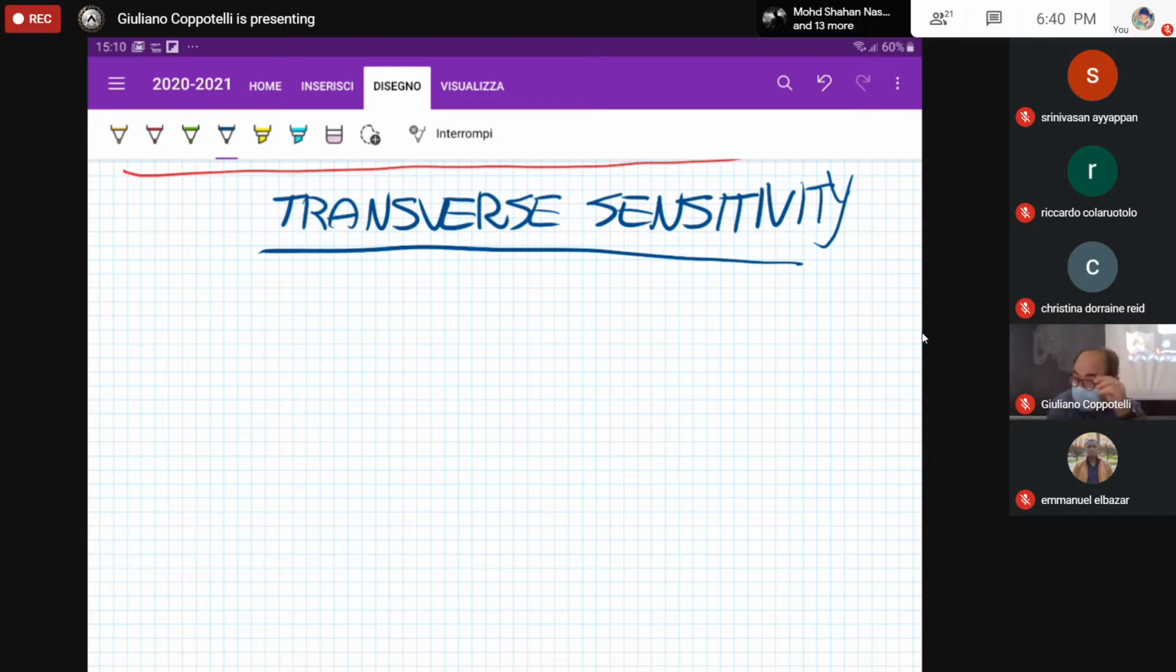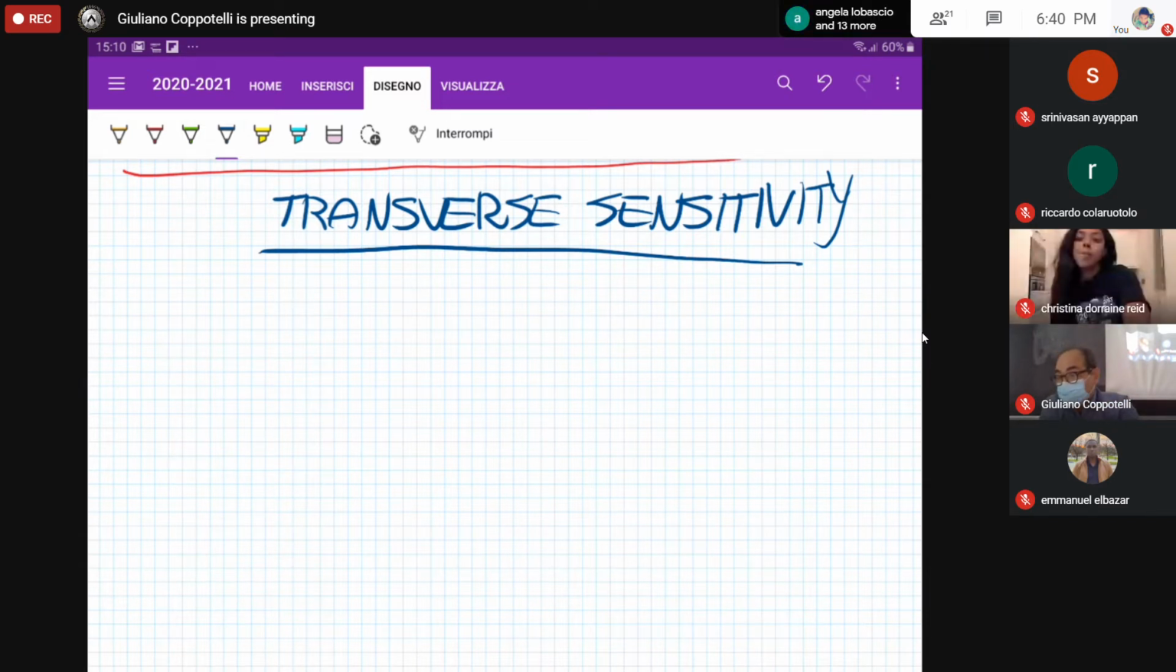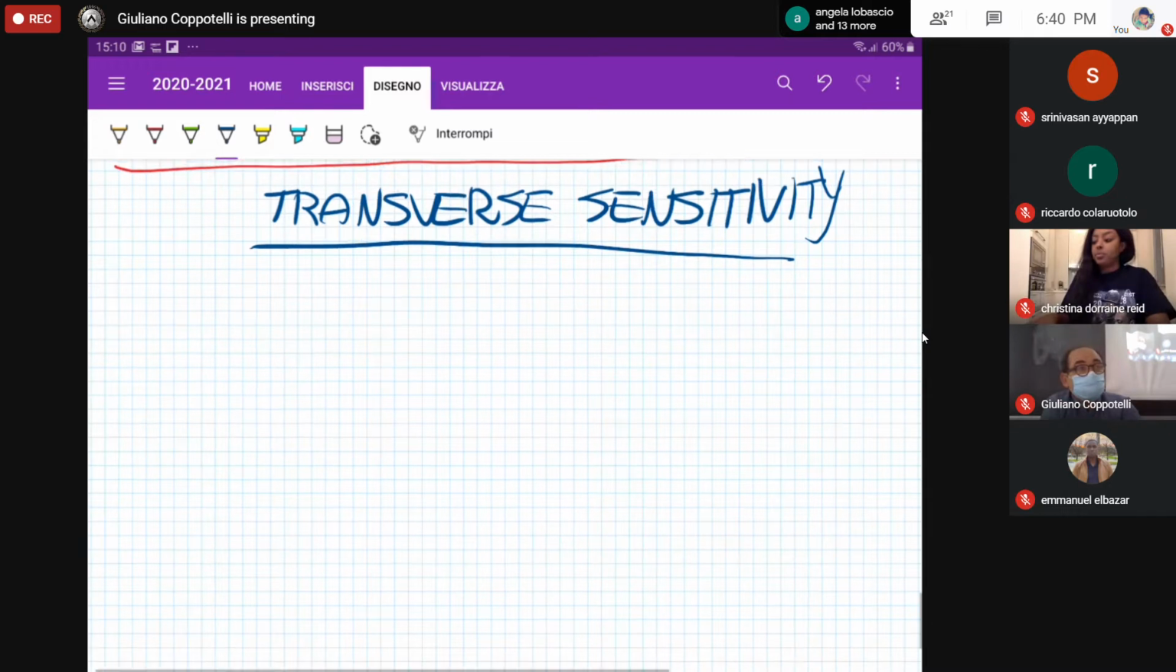So let's talk about the transfer sensitivity. What does it mean, transfer sensitivity? We are going to have a strain measurement. That is, we would like to have a local measurement. Strain is a local quantity, okay?